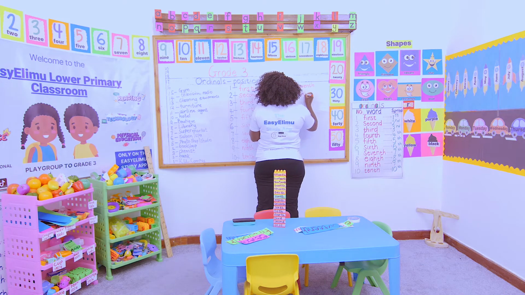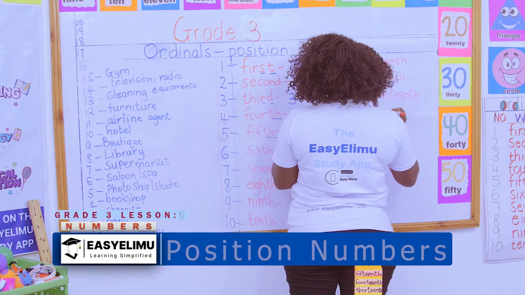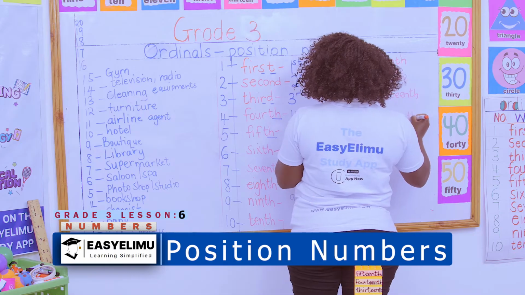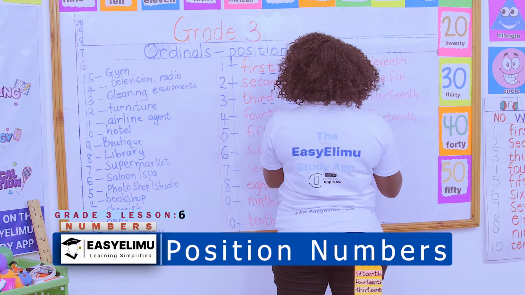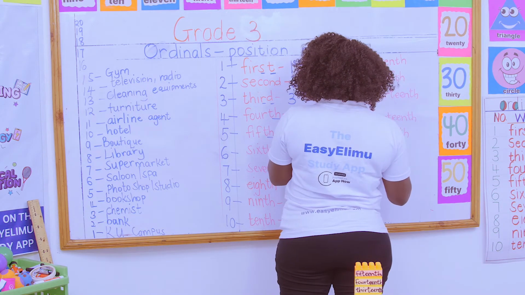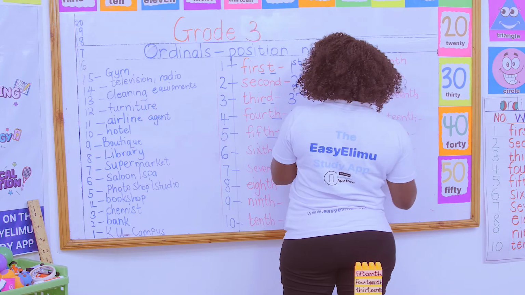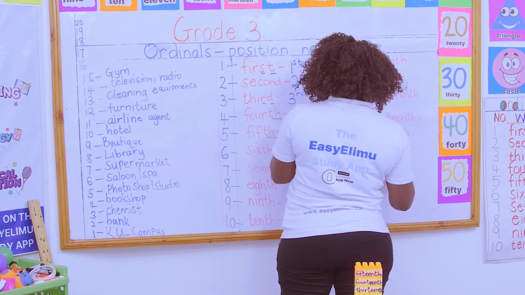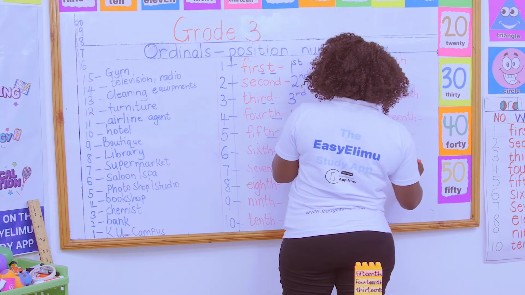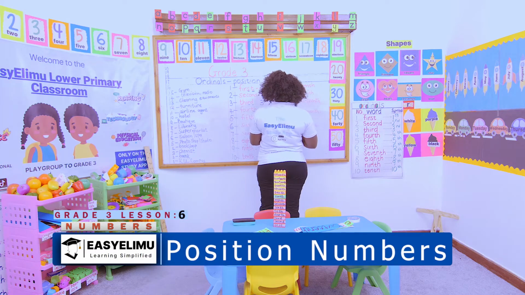11th, 12th, 13th, 14th, 15th, 16th, 17th, 18th. So what will happen after that?